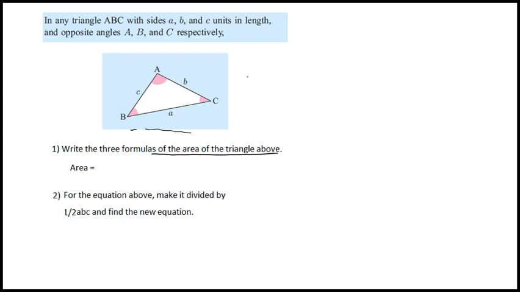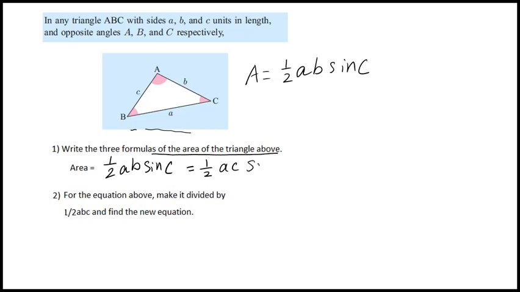We know the area of a triangle is 1/2 ab sin C. So we can write down that it's 1/2 ab sin C. Also, I can write down 1/2 ac sin B. Or I can write down 1/2 bc sin A.